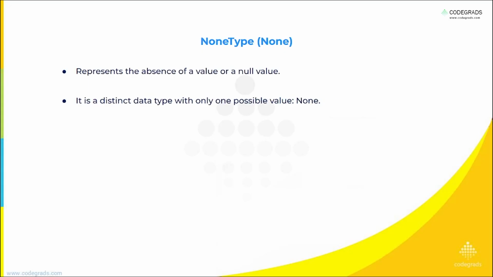And the last is the null type. We can mention it by None, and it represents the absence of a value or a null value. It is a distinct data type with only one possible value, which is None. So None means nothing, or no value yet. Suppose I mention a variable named result equal to None. So that will be considered as NoneType.